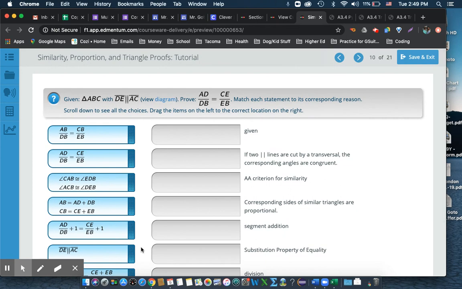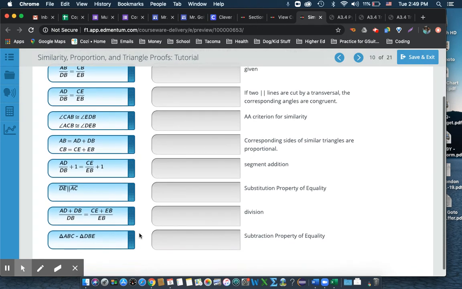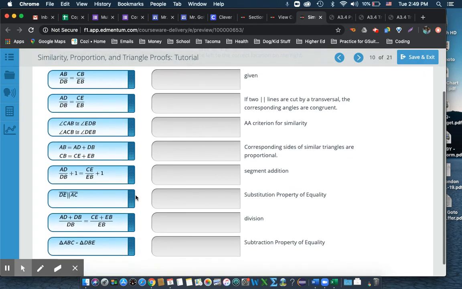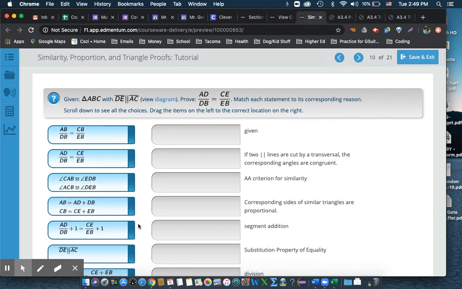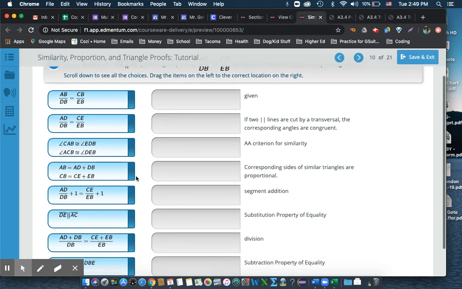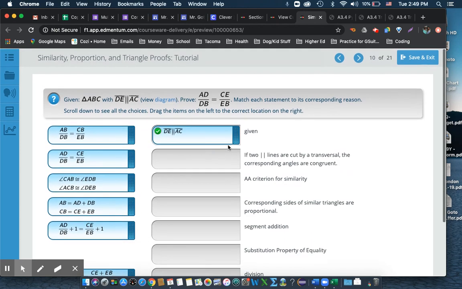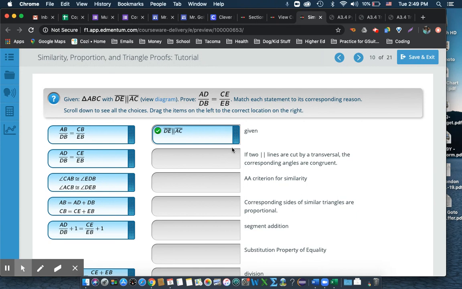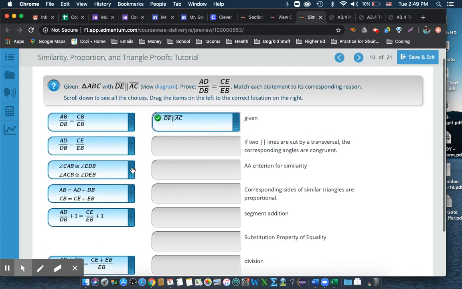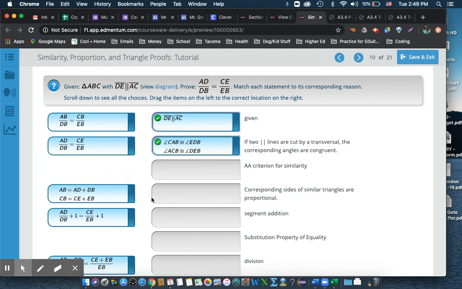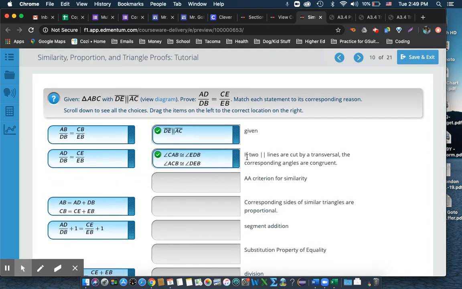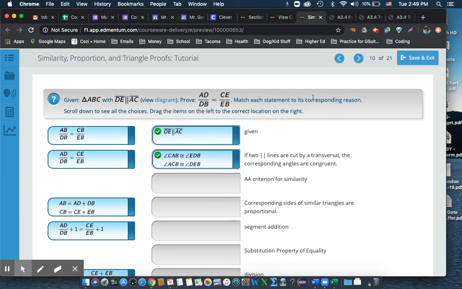So ABC with, I'm looking for the given. Given ABC with, so our given is we have parallel lines. There we go, boom. Okay. So if two parallel lines are cut by a transversal, then corresponding angles are congruent. So we're looking for two pair of angles being congruent. Boom, there we go. And you kind of just kind of go from there. All right, so again, paying attention why these statements match with the reasons. Okay.